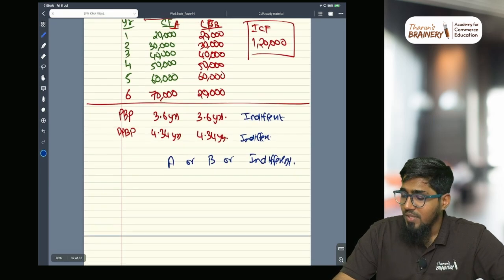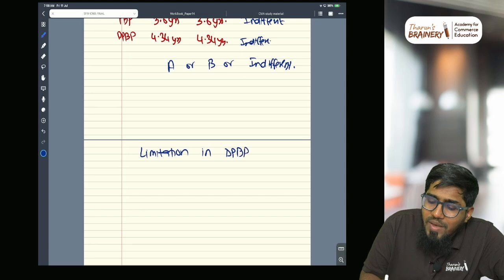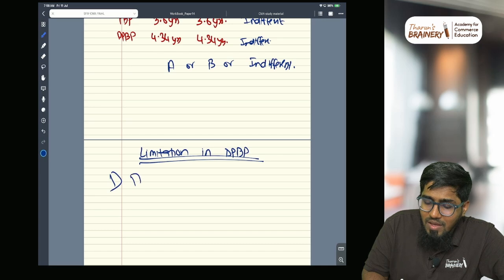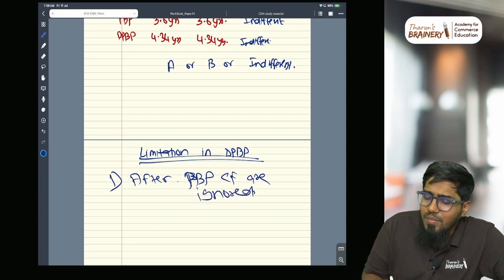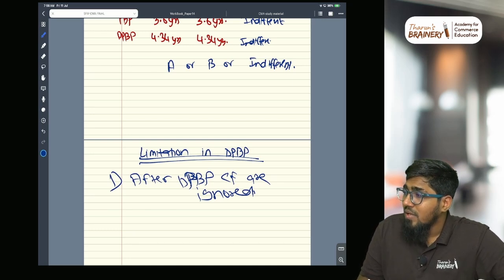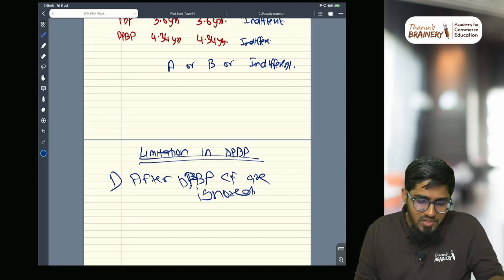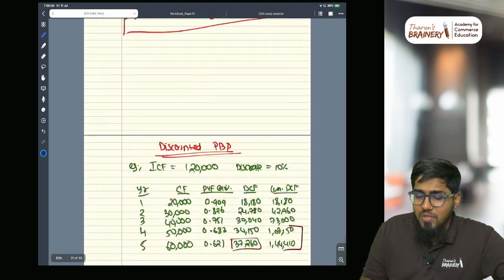Okay, so which means here we are having a limitation. Wow, so we are having a limitation in discounted payback period also. Sir, what is the limitation? The limitation is, again, that after the payback period, cash flows are ignored, which is nothing but after the discounted payback period the cash flows are ignored. This is the limitation that we are having.